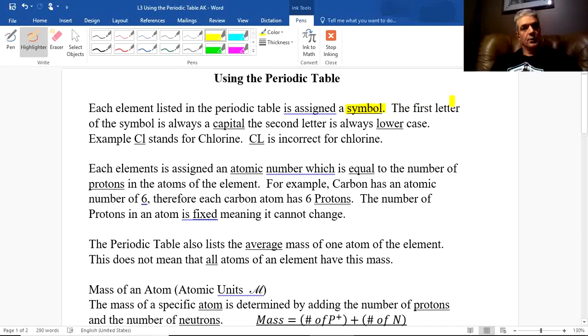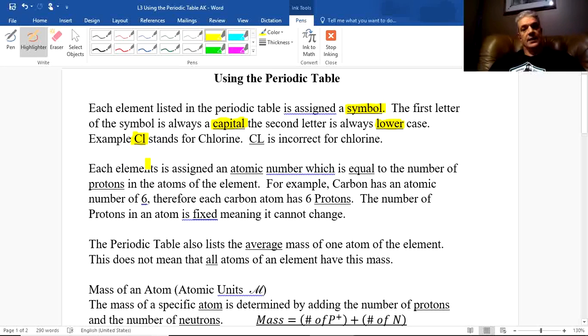Now, the first letter of the symbol is always a capital, okay? And it's just the nature of it. If you look at any periodic table, you'll see this very consistently. And the second letter is always lowercase, so it's not a capital, okay? That's the opposite of being a capital. An example is chlorine, as the example I'm going to use here, is Cl. And it's written with a capital C and a lowercase l. That's not a 1, it's actually typed in as an L, okay?